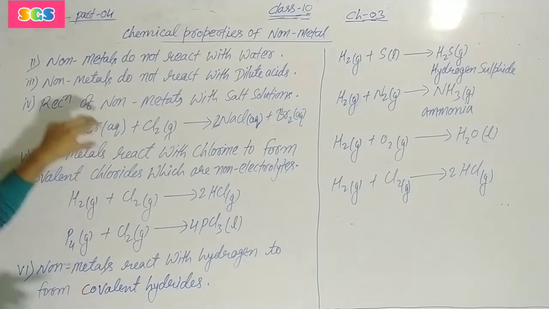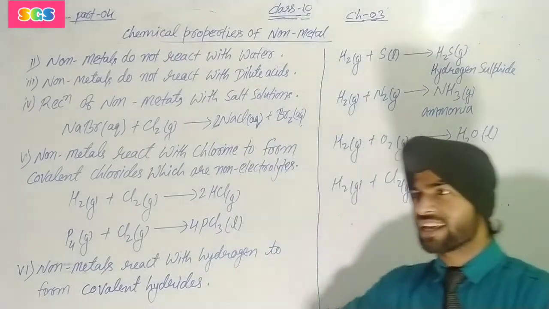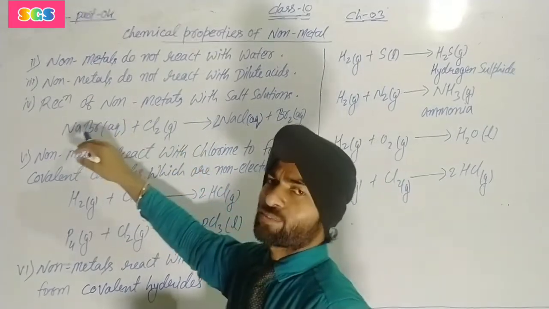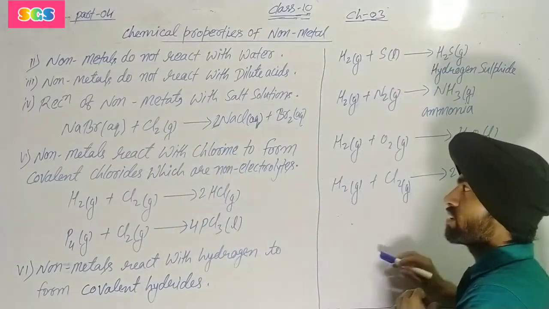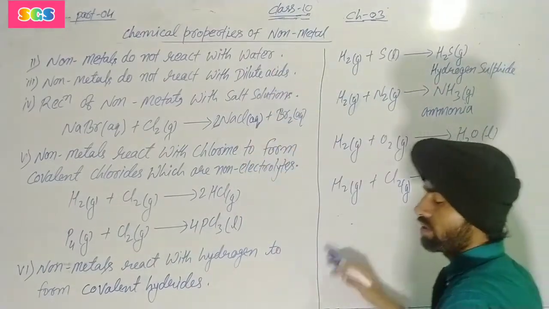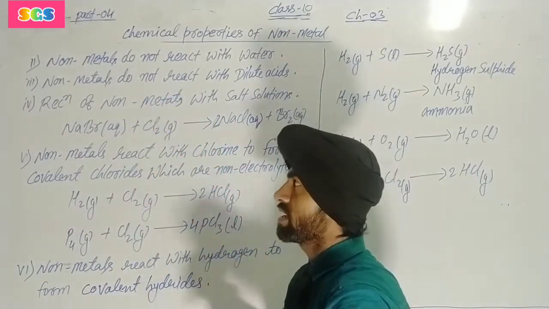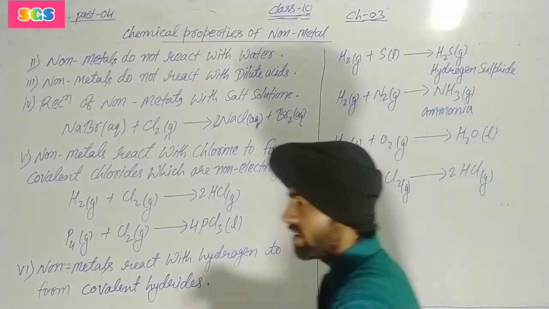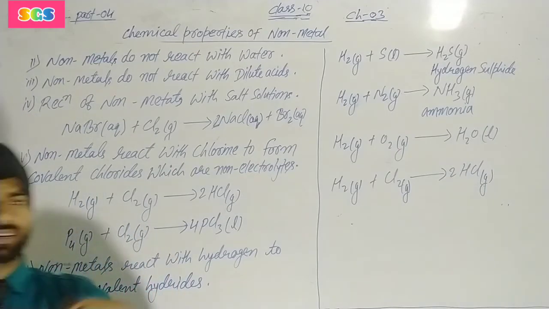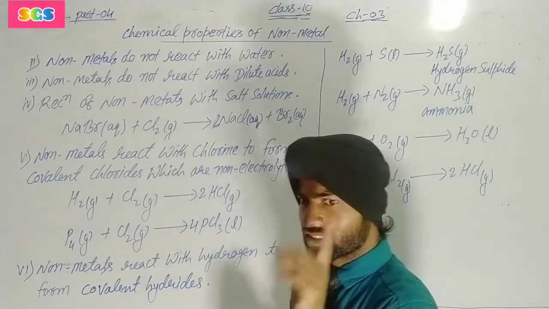What is the reason behind this reaction? Why does this reaction take place? The main reason is that chlorine is more reactive than this non-metal. That's why chlorine displaces the non-metal present in the salt solution and forms the corresponding salt, and hence NaCl forms. So another chemical property of non-metals we are reading is the reaction of non-metals with salt solution. If a non-metal reacts with a salt solution, then that non-metal must be more reactive than the non-metal present in the salt solution. Then the reaction can take place, otherwise the reaction can't take place.